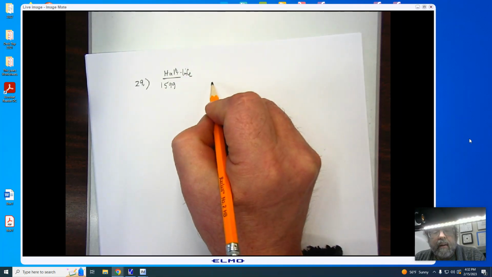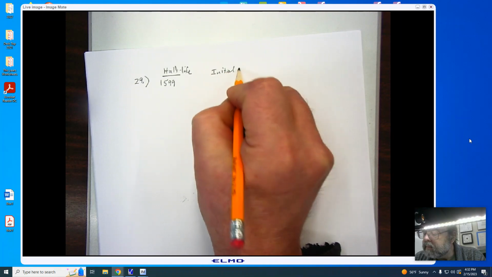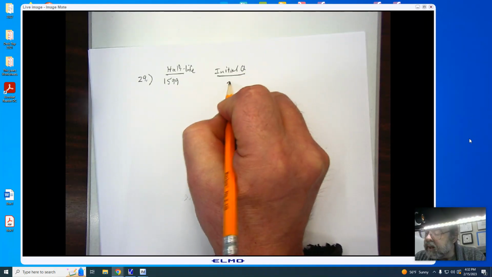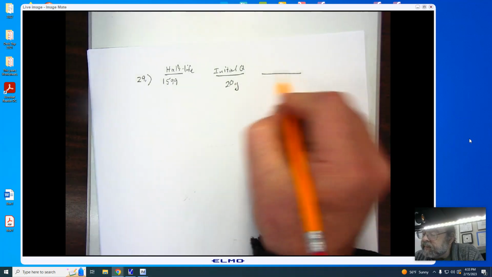I am given a quantity, the initial quantity. The initial quantity is 20 grams. They're trying to ask me how much do I have after working with this for 1,000 years and then 10,000 years.